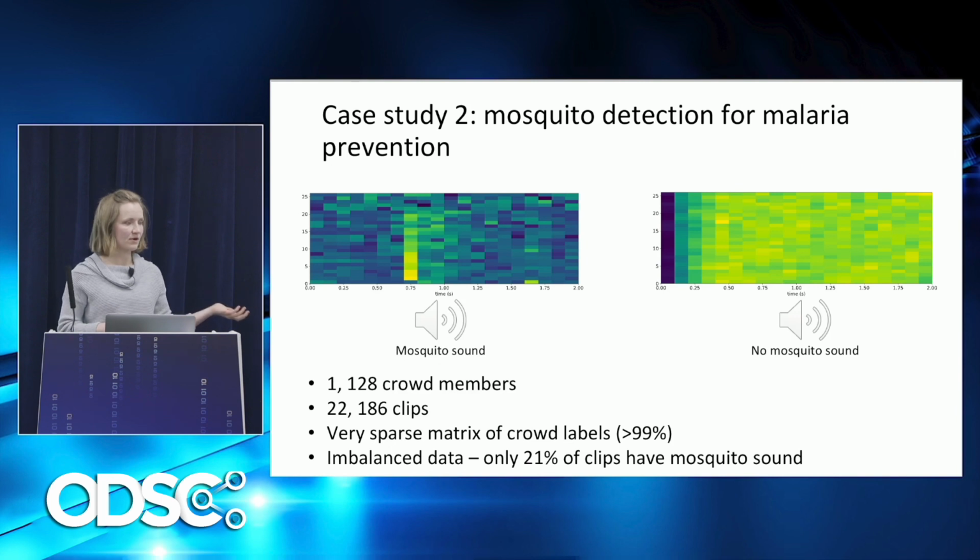So we use this data. We had over 1,000 crowd members. It was the data from last year, so now we have even more. But the interesting feature about this data is that it's quite sparse. Whereas in the first case study we had the paid crowd, and a lot of the data points were labeled by different crowd members, here we can have a crowd member who just labeled 5 clips and then left. So we have a very sparse matrix of crowd labels, and we have a very imbalanced data set, because in the majority of the cases there is no mosquito, and so it's just rarely we see the mosquito sound.